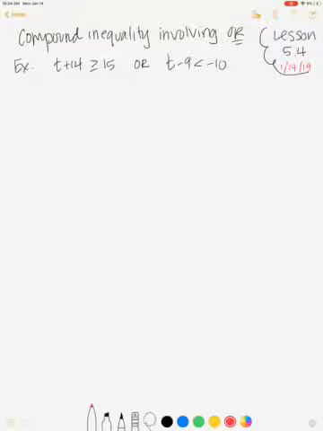So this is another lesson involving compound inequalities. In class today we talked about inequalities involving the word and, and now there's another type. There are compound inequalities involving the word or. So let's take a look at that.